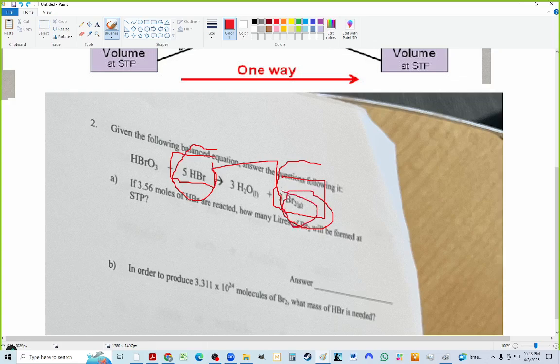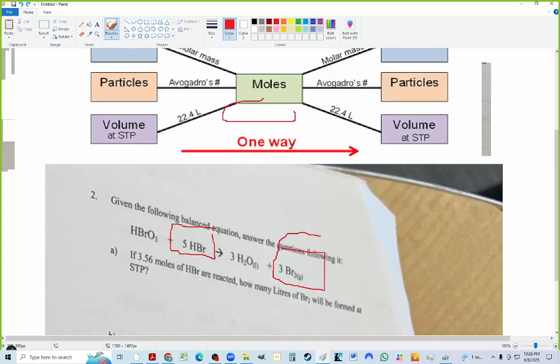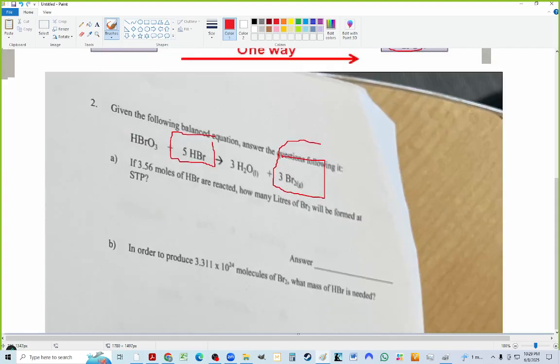That's right. So we should have about 3/5. I've got 3.56 here, so it's going to be less than 3.56. It's going to be about 2. You're right, about 2. But then notice here, to go from moles to volume, what do I do? Times it by 22.4, because it's 22.4 liters per mole. Got it.